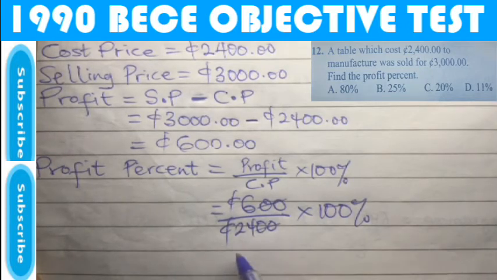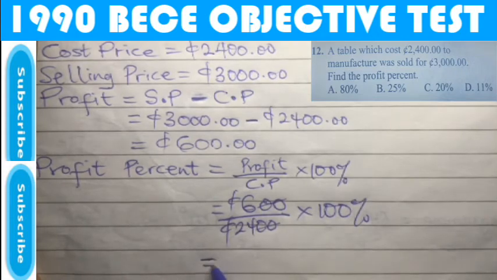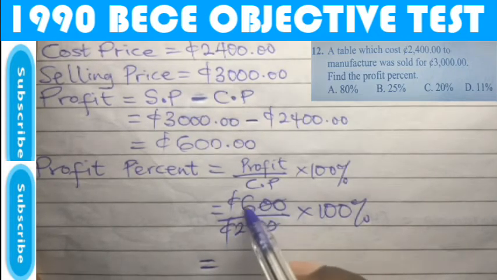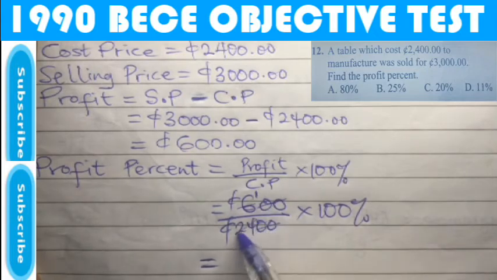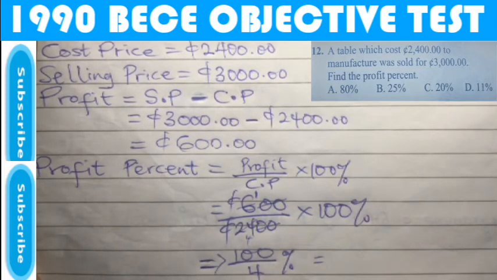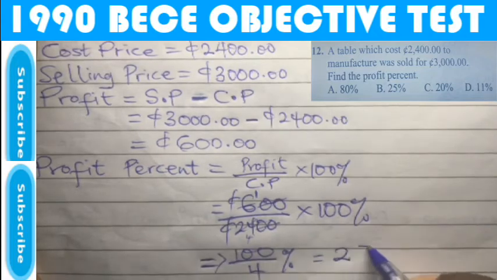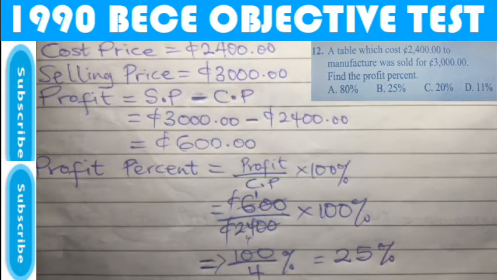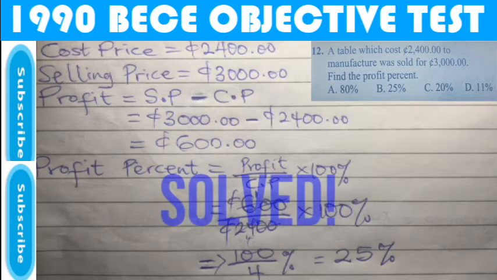And then when you come down here, now you have 6 over 24. 6 divides itself a single time. 6 divides 24 four times. Now you have 100 over 4% left. And this will be equal to 4 divides 100, 25 times. So it is 25%. So if a table which cost 2,400 cedis was sold for 3,000 cedis, it means that the profit percent will be 25%. And that is it. We are done with question 12.